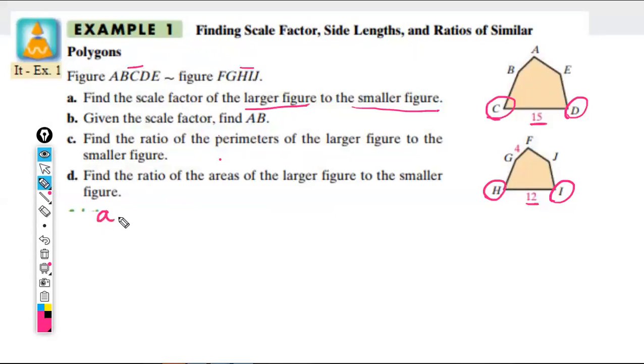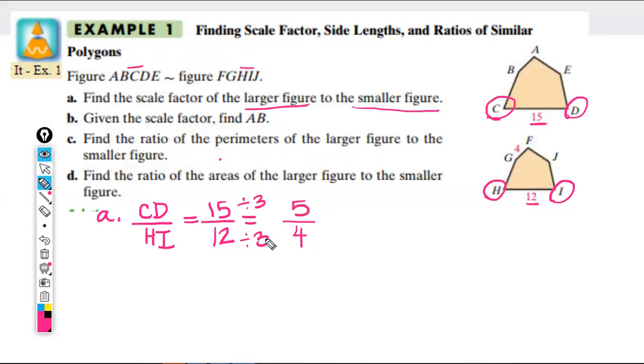So for part A, I'm going to compare CD to HI. And it looks like we get a scale factor of 15 out of 12. You might be saying, whoa, Jen, I think we could divide by 3. I think you're right, guys. If we divide by 3, we get 5 over 4. So we get a scale factor of 5/4.